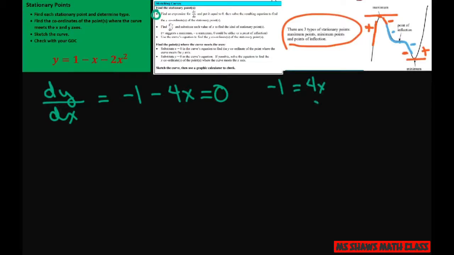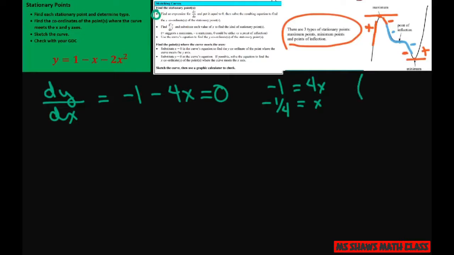So we're going to determine what we have here first. So let's find the stationary points. And we're just going to look and see what our point is first, and then determine the type. So to do that, you're going to take the derivative of y with respect to x and set that to 0. And solve for x. You get negative 1 equals 4x. So x equals negative 1/4.